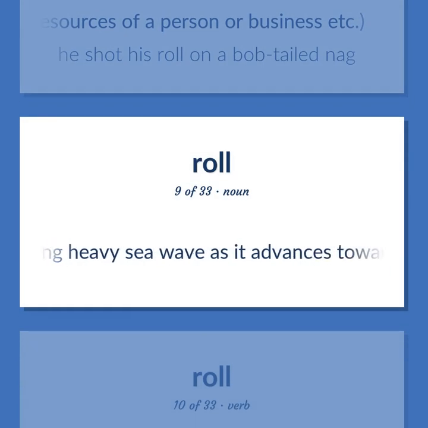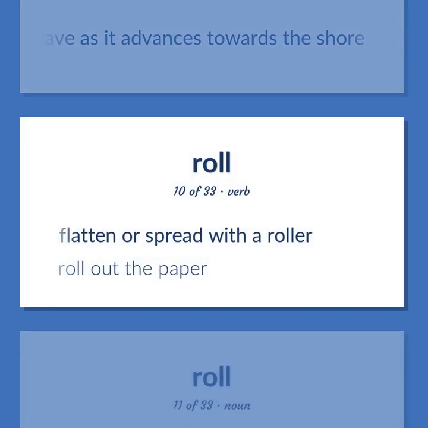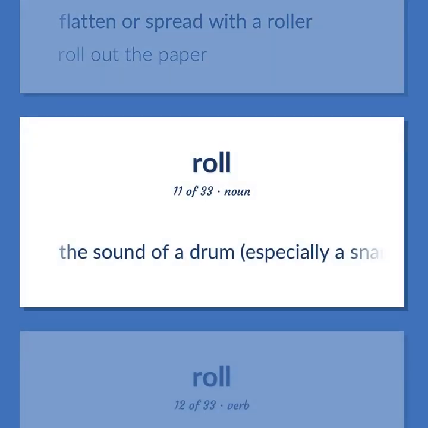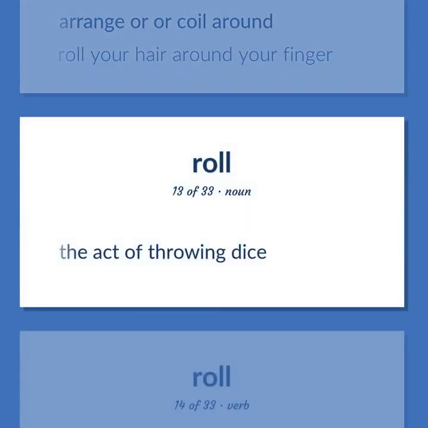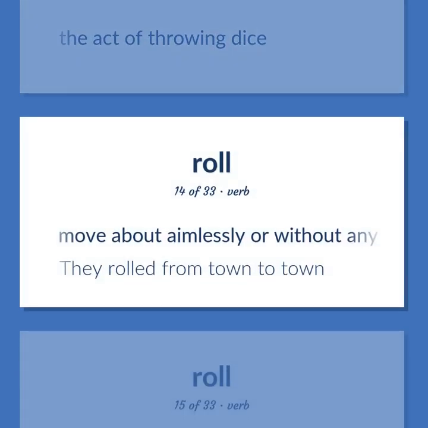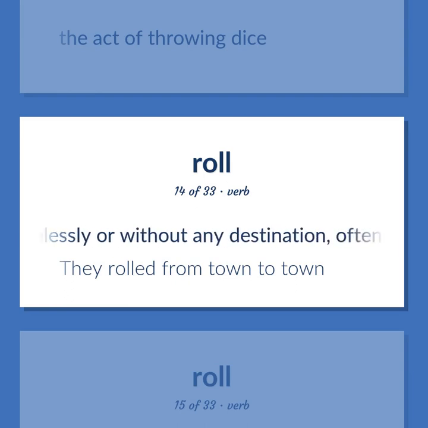A long heavy sea wave as it advances towards the shore. Flatten or spread with a roller. Roll out the paper. The sound of a drum, especially a snare drum, beaten rapidly and continuously. Arrange or coil around. Roll your hair around your finger. The act of throwing dice. Move about aimlessly or without any destination, often in search of food or employment. They rolled from town to town.